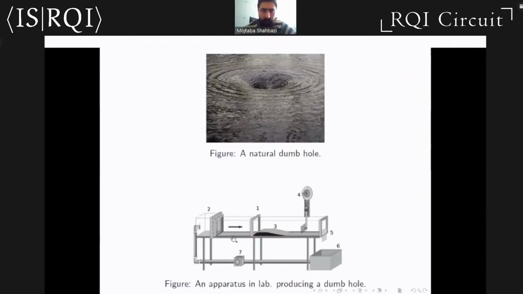In laboratories, people produce dumb holes in this setup. There is a wave generator and there is a barrier. When the waves go through the barrier, the speed exceeds the speed of sound, and this region could be the dumb hole. If you turn on a speaker here, the sound wave can go through the dumb hole, but cannot escape. And this is a natural dumb hole, a drain. When we turn on a speaker here, the sound wave can escape this region.